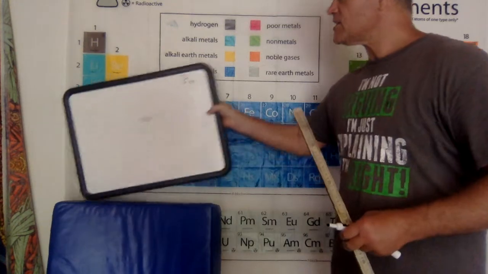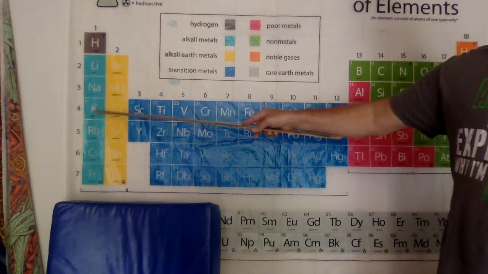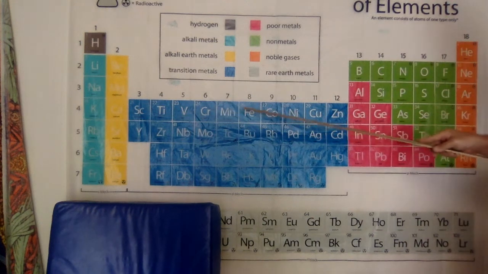Fourth shell. When I get to these big atoms, how many does it hold? 9, 10, 18. You're right.